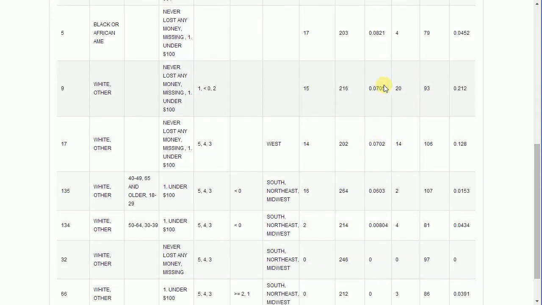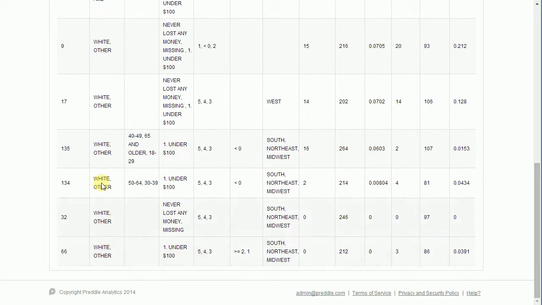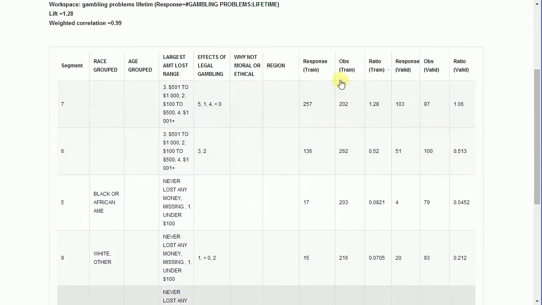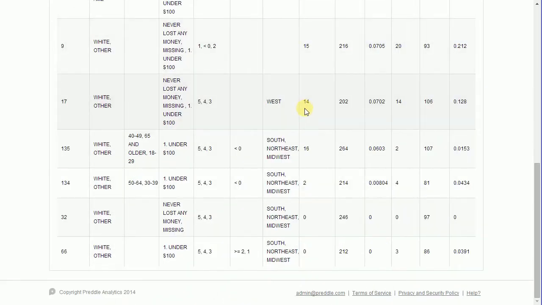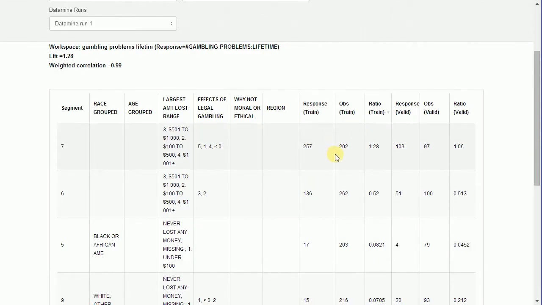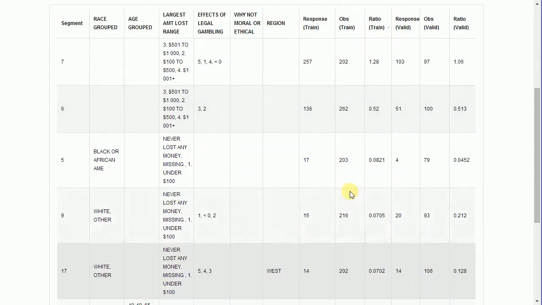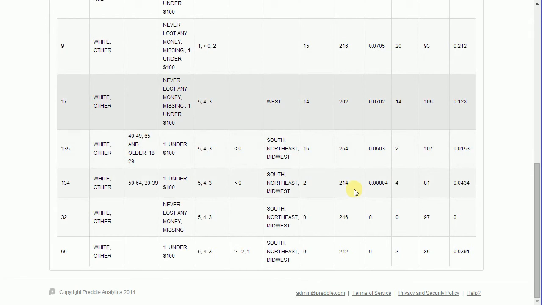It looks like those who had relatively low scores were typically in their race group was in the white or other category. They had only lost small amounts of money, being under $100 or never lost any money. And you might be able to infer something from here around the fact that they tended to live in the south, northeast, or midwest. Now, these conclusions were drawn from segments of the size of about 200 people on a weighted basis. 202, 262, and so on.